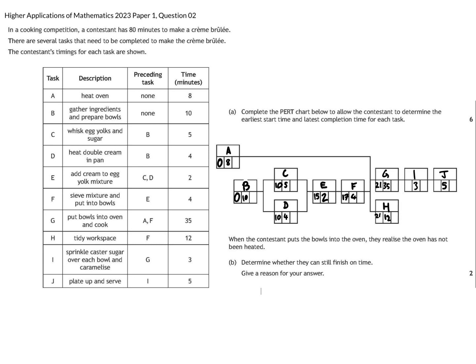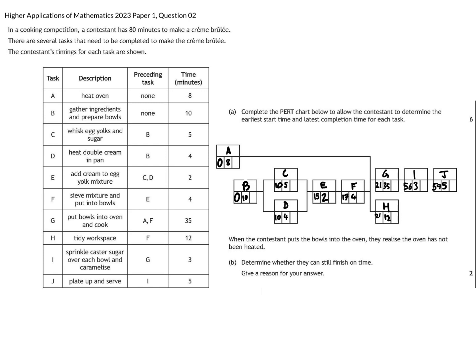Task G starts at 21 minutes, requires 35 minutes. This means that task I can start at 56 minutes. 56 plus 3 means task J can start at 59 minutes. 2 marks for making our forwards pass, a mark for the first 6, a mark for the last 4. We can now make our backwards pass.